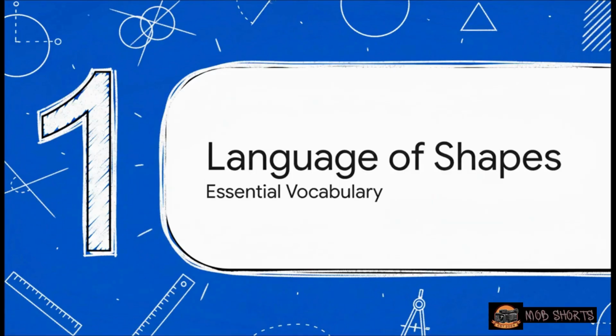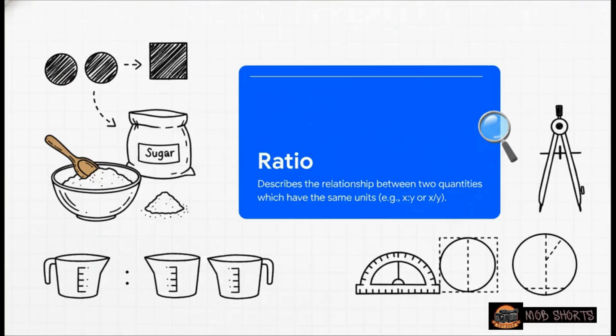Okay, first things first, before we can build anything interesting, we need to know our tools, right? In geometry, that means getting comfortable with a few key words. This is the vocabulary that's going to unlock everything else for us. First up is ratio, and honestly, it's super simple. Just think of it like a recipe. If you need 2 cups of flour for every 1 cup of sugar, that 2-to-1 relationship, well, that's your ratio.